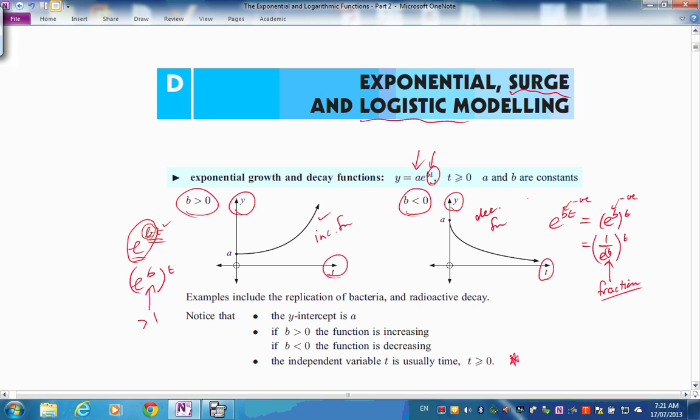Let's just watch that, because it's got a common base e, but if e is raised to a negative power here, it creates that fraction. Okay, if b is negative. Alright, so watch out for that.